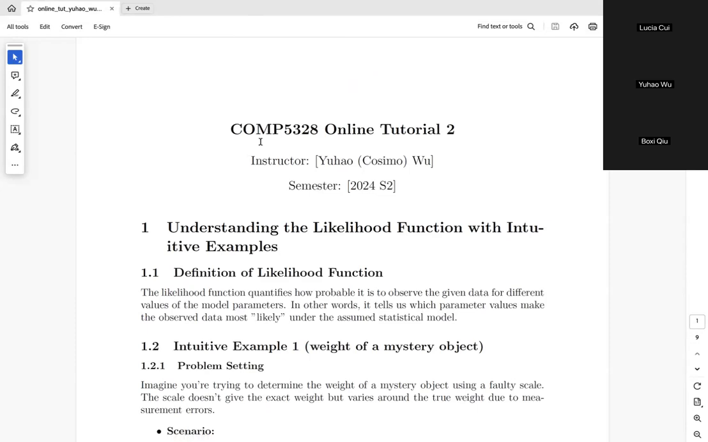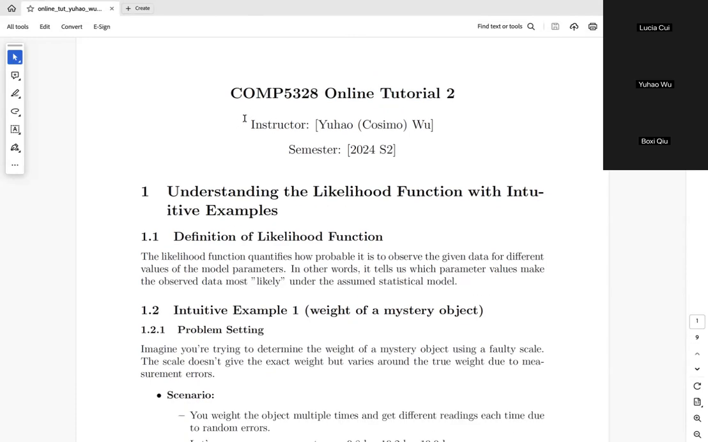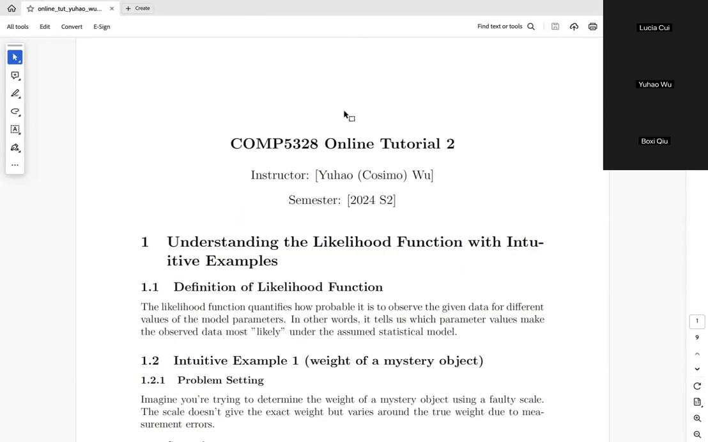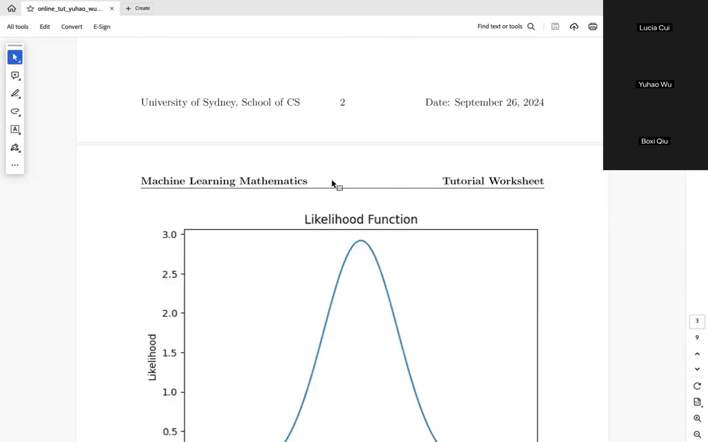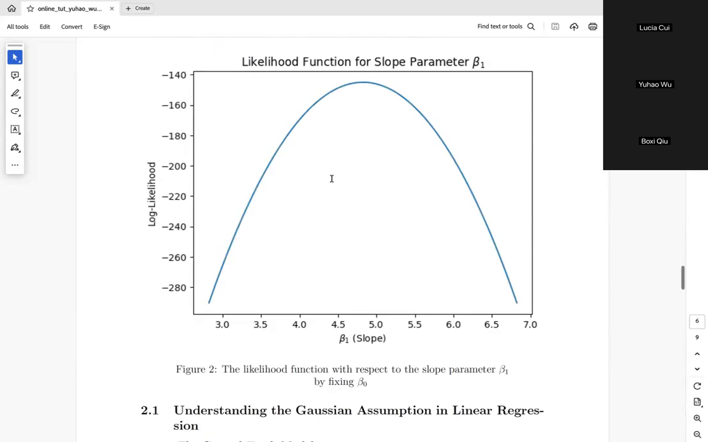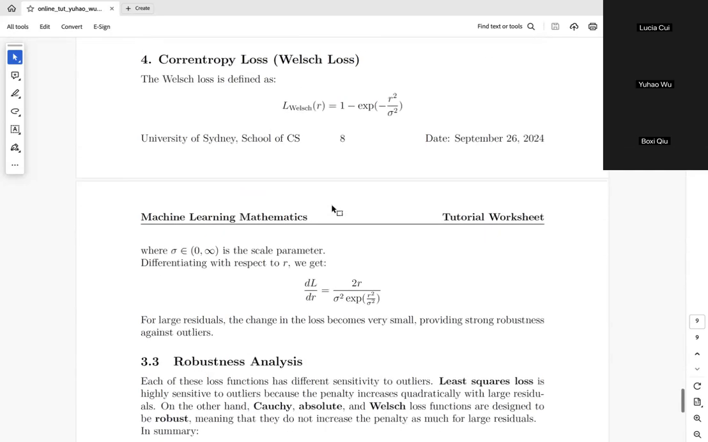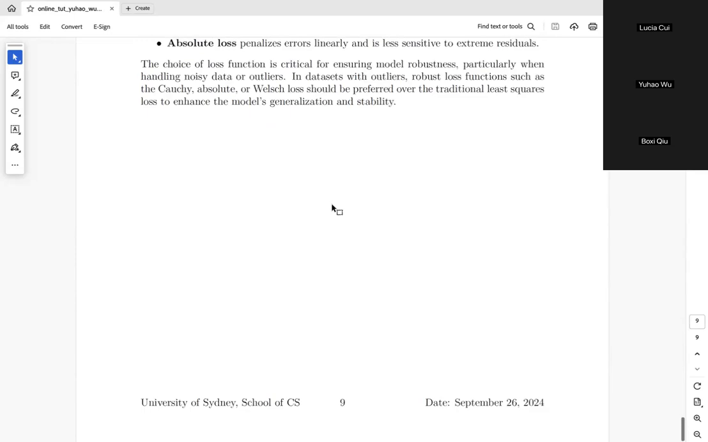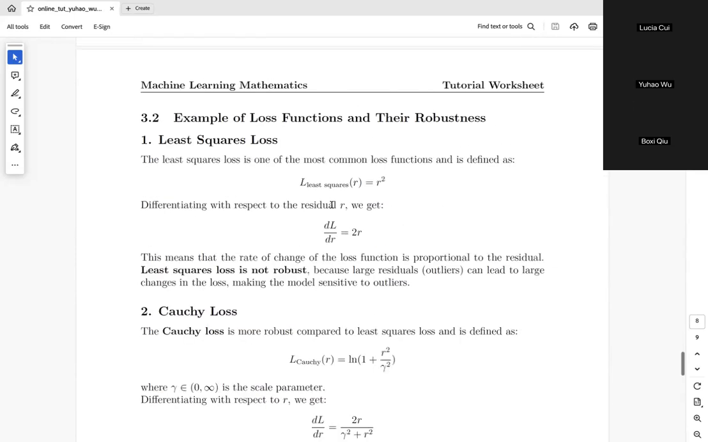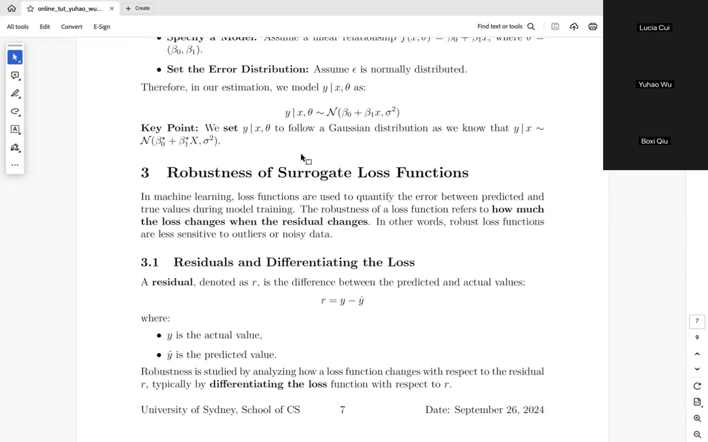Okay, now welcome to online tutorial 3. I'm Yuhao Wu. Today's online tutorial is about some important concepts in the maximum likelihood function and the relevant assumptions, and something about the robustness, the robustness of surrogate loss functions.